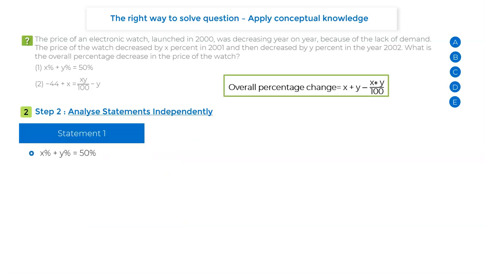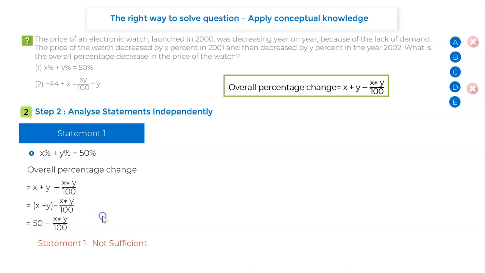The first statement is X% plus Y% is 50. Now, I know my overall percentage change is this. I know X plus Y is 50, so that is the max that I can do here. I can put 50 here, but I don't know X times Y. So obviously statement 1 is not sufficient, so your answer cannot be A or D.